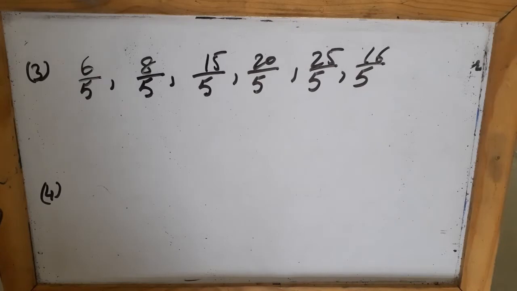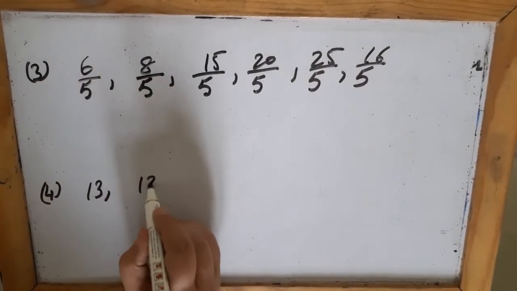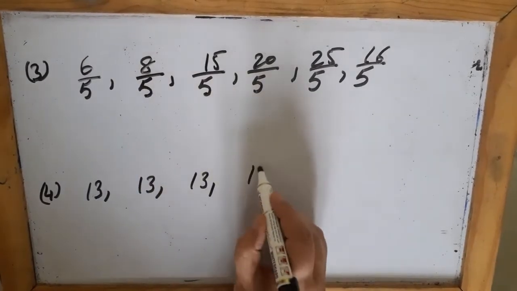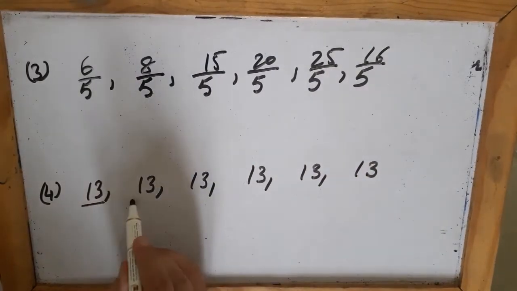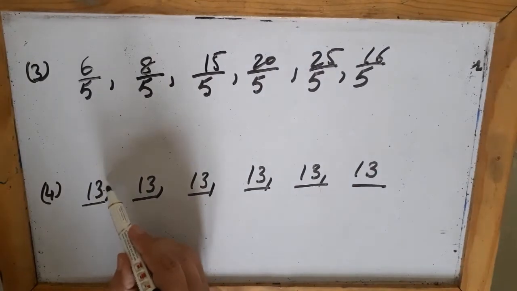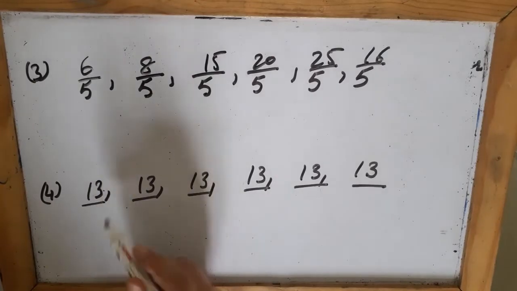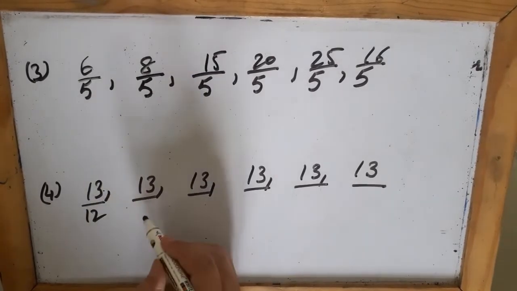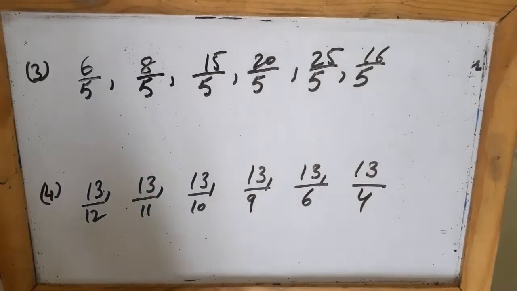Now in the fourth question, they are asking you to write 6 improper fractions where the numerator has to be 13. So it means the upper part has to be 13. Since these are to be improper fractions, this numerator has to be bigger, so all the denominators should be less than 13. It can be 12, 11, 10, 9, 6, or 4. So these are all improper fractions with numerator 13.